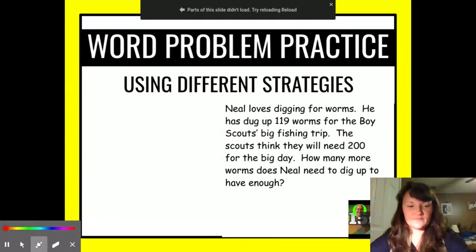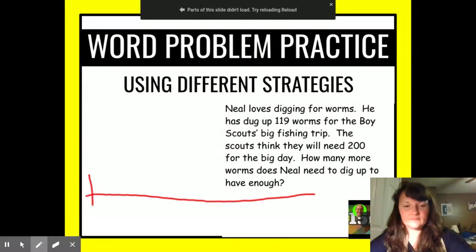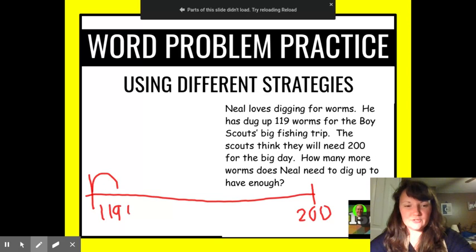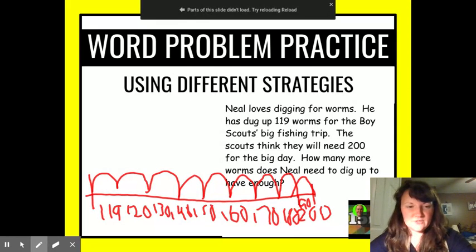Let's try this. I'm going to use the number line. Don't you just love my number line? We have 119 and we have 200. Let's do one hop to get to 120, and then we can count by tens. 130, 140, 150, 160, 170, 180, 190, and then 200. So this was 1.